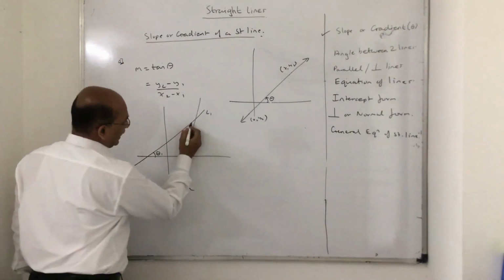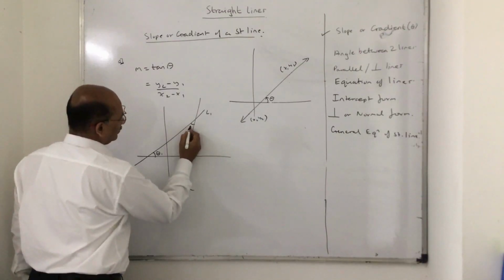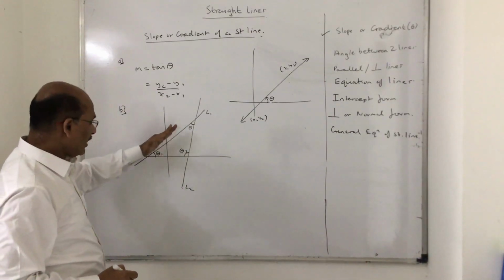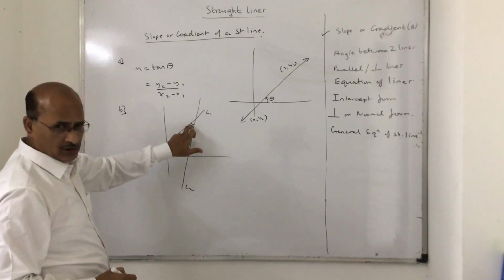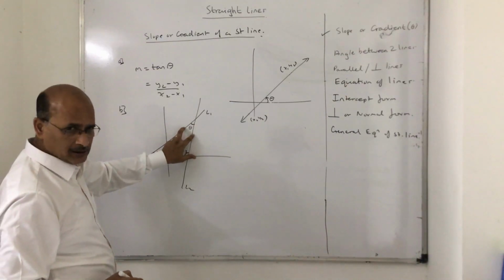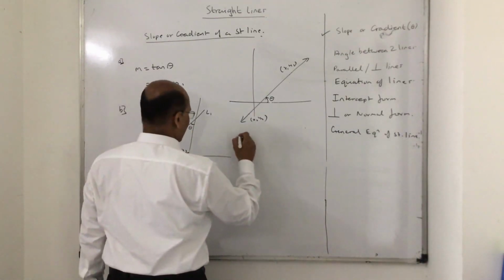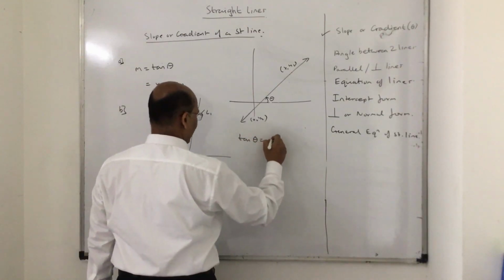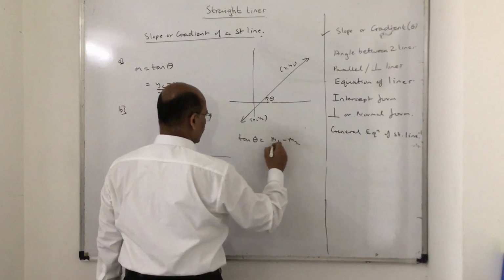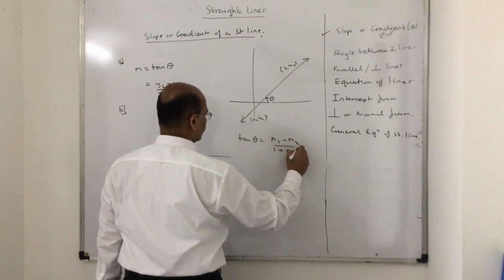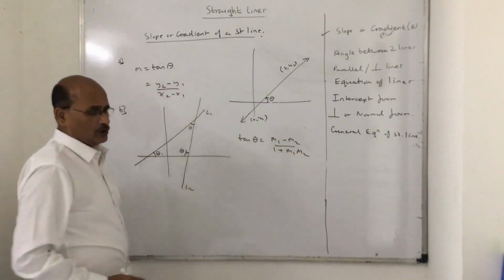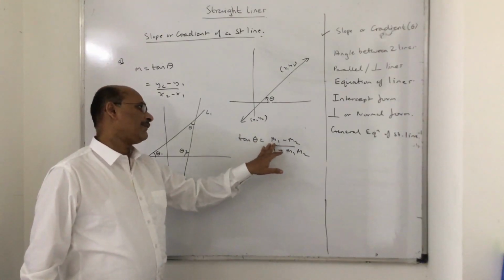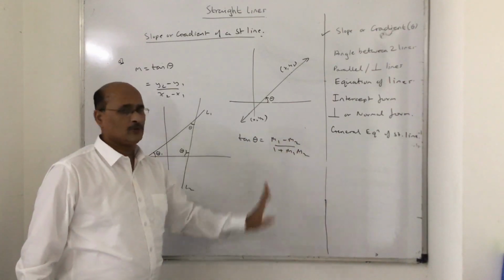Then the angle made by the two lines at the point of intersection, if you can see this is an acute angle, is given by tan theta is equal to m1 minus m2 upon 1 plus m1 m2. This is a very important formula. If theta is an acute angle, then you use this formula: tan theta is equal to m1 minus m2 upon 1 plus m1 m2.